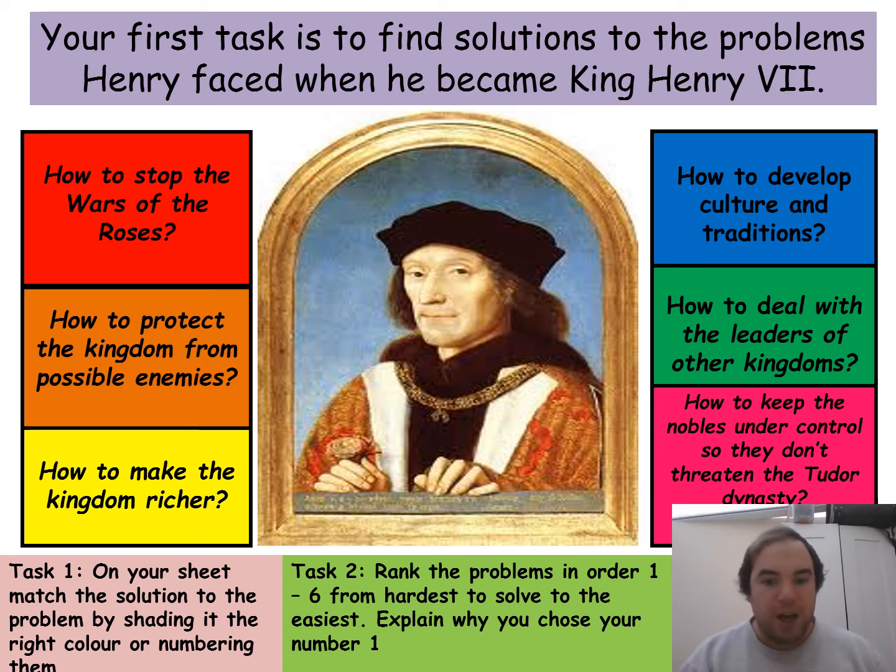So with that in mind, your second task is to rank the problems in order of 1 to 6, from the hardest to solve to the easiest. Then I want you to write down why you've chosen your number 1 problem. Okay, not just a few words. I don't want a short sentence, I want a good paragraph here explaining why you've chosen the biggest problem that Henry had to deal with in terms of the difficulty he had solving it. Okay, I don't mind what you pick.